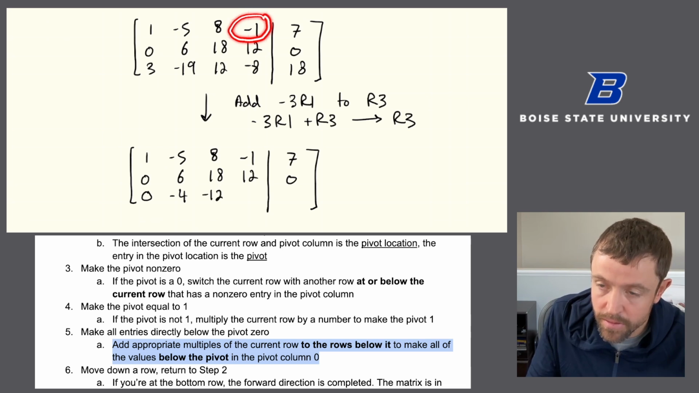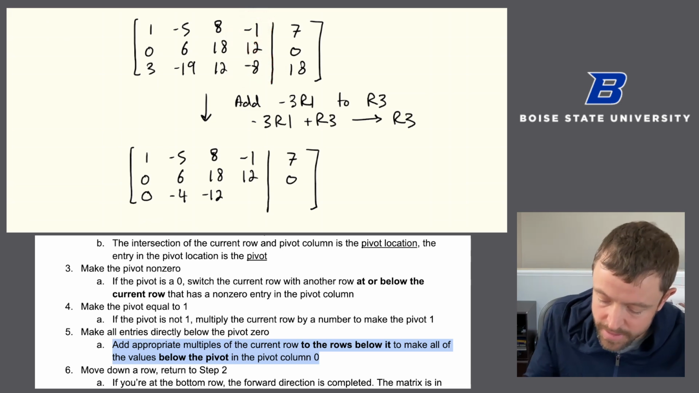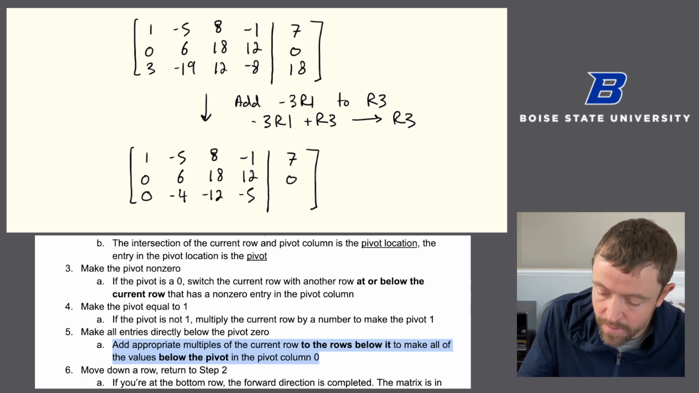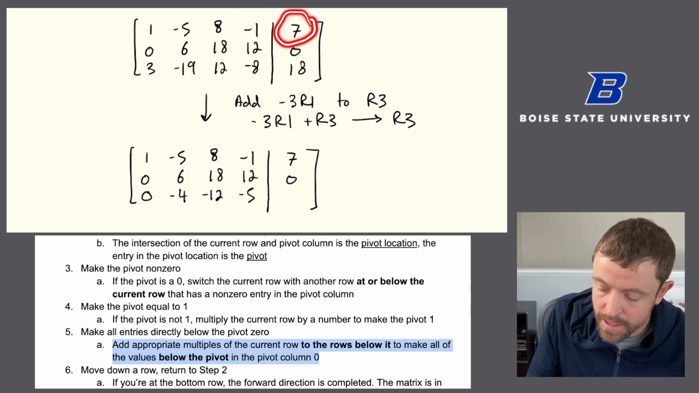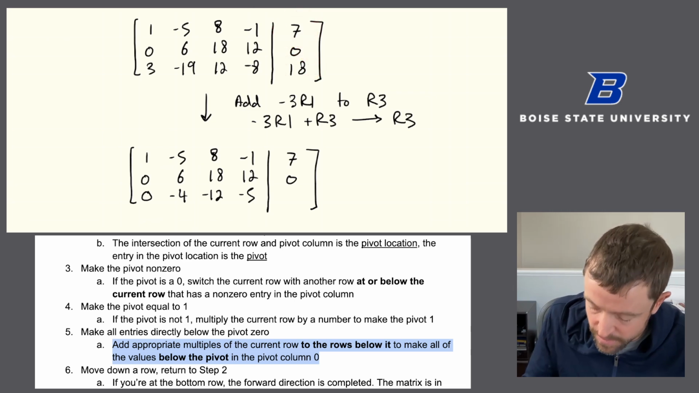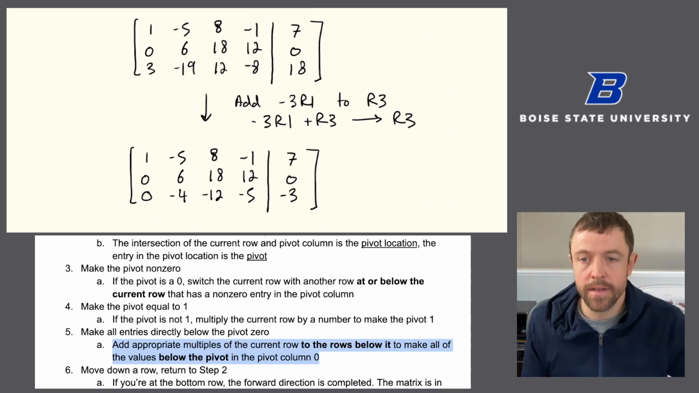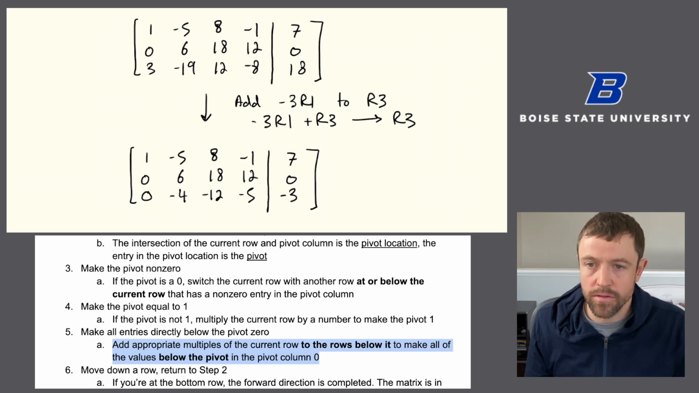-1 times -3 is 3. 3 plus -8 is -5. And then finally, 7 times -3 is -21. -21 plus 18 is -3. It's so easy to make mistakes, so I'm trying to be really careful.